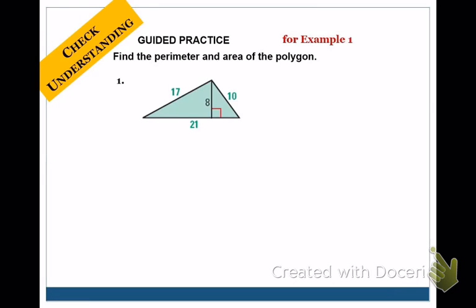All right? How about the perimeter and area of this? Give it a shot. Stop the video and start it back up and see if you get it right.